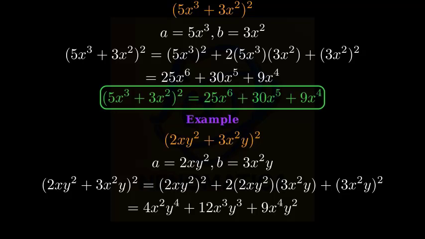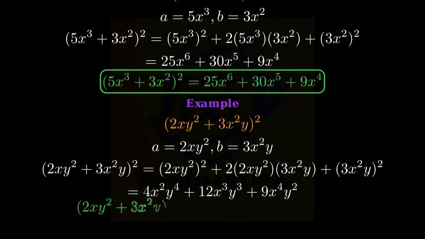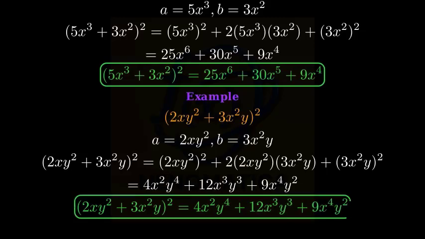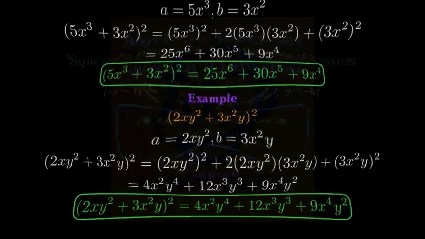(2xy²)² equals 4x²y⁴. 2 times 2xy² times 3x²y equals 12x³y³, and (3x²y)² equals 9x⁴y². So our final answer is 4x²y⁴ + 12x³y³ + 9x⁴y².